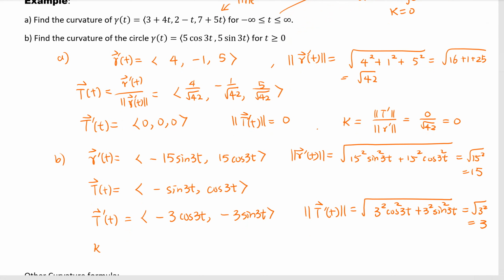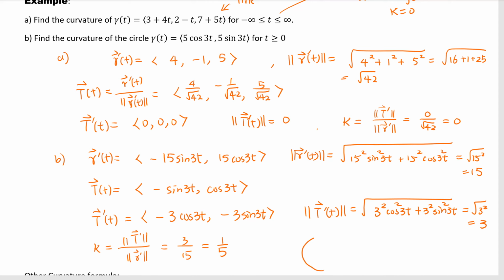Okay, now what is our curvature? Our curvature is T prime over gamma prime. So that is 3 over 15, and that's 1/5. So far so good, everybody? Okay, and you can see here the curvature of the circle is a constant. It's not a function of t.